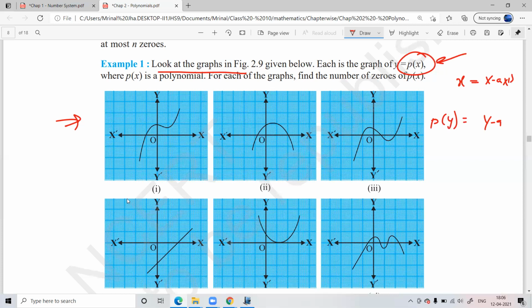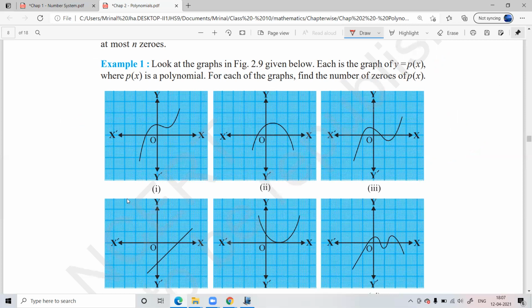Most of the times your question will be p of x only, but sometimes your teacher will twist the question and say that there is some polynomial p of y. And they'll ask you the same thing, how many zeros are there? So if you have a habit of always looking at the x-axis, then you'll make it wrong. So it's very important to look at what variable the polynomial is in. If the polynomial is in x, then you have to look at the x-axis, how many times it is passing through the x-axis. So is the point clear? What point I'm trying to make here? Confirm? Yes, sir.